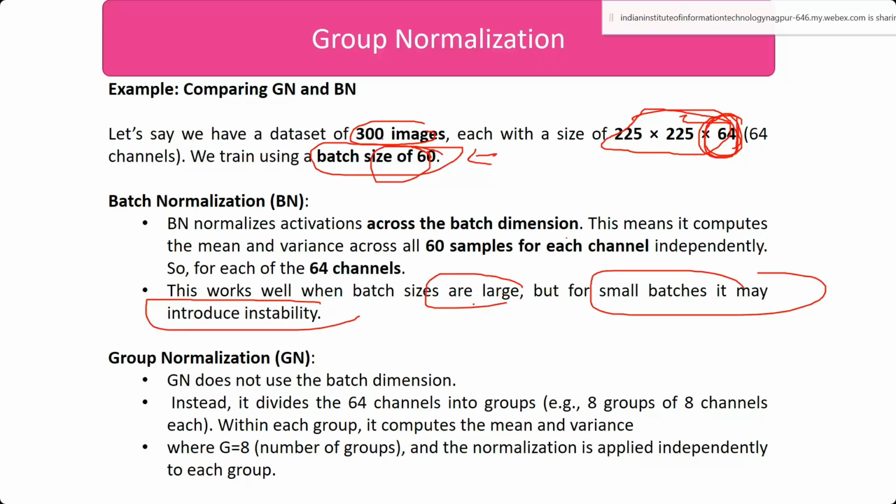But for small batches, you can go with group normalization. It does not use the batch dimension. What it does is take a single sample and divide its 64 channels into 8 groups of 8 channels. Within each group, it computes the mean and variance, and normalization is applied independently to each group. So for every group there will be a different mu and sigma, and accordingly normalization will happen. This is the group normalization concept.